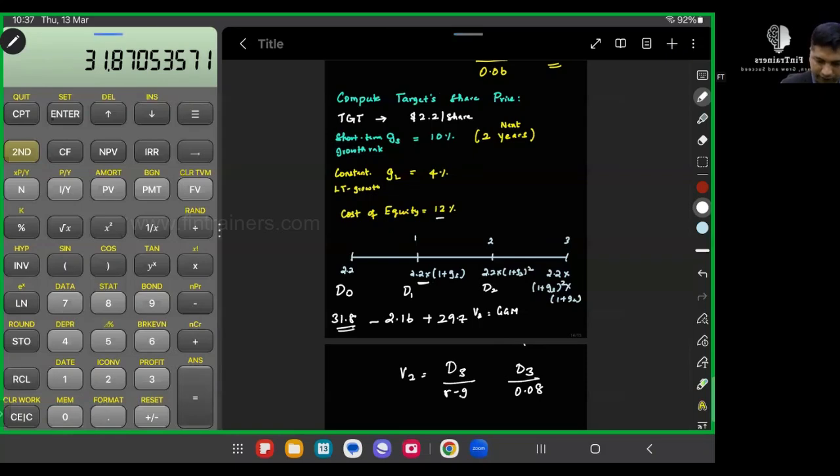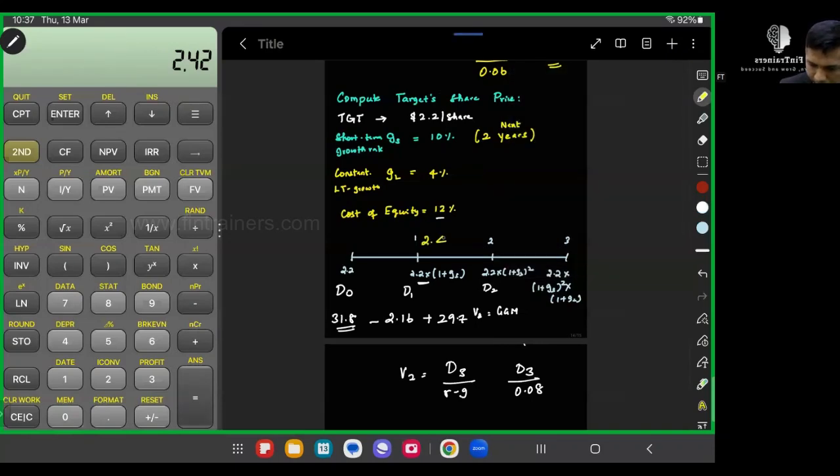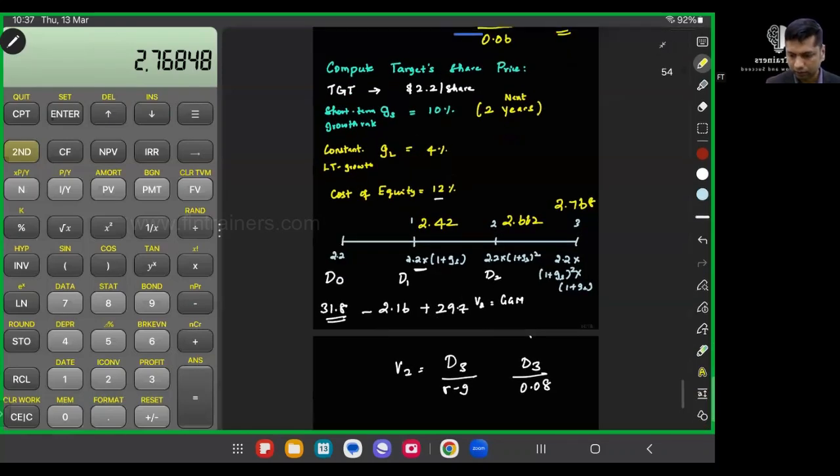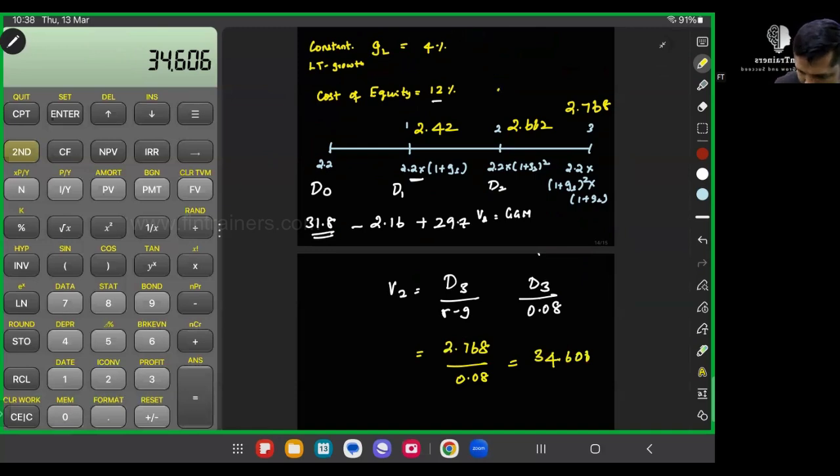So what we did, we discounted this dividend, D1. I'll just write this down for the benefit. This value came up to 2.42. The next value came to 2.662. The last one was 2.768. Now what we did was use this 2.768 to calculate the share price at year 2. So 2.768 divided by 0.08 was 34.606. So this is my share price here, 34.6. If I want to sell this share, I will get 34.6 based on the Gordon growth model.